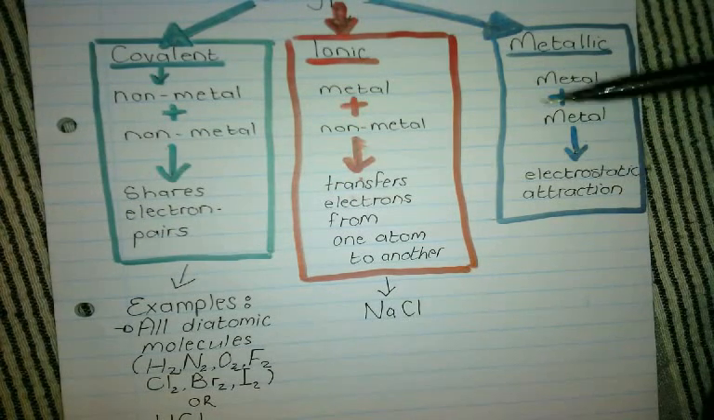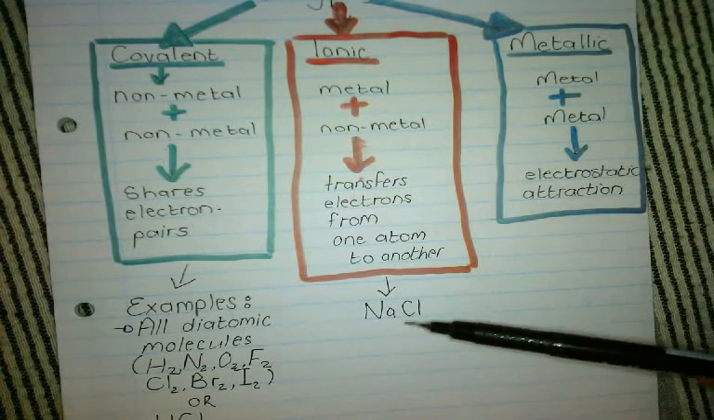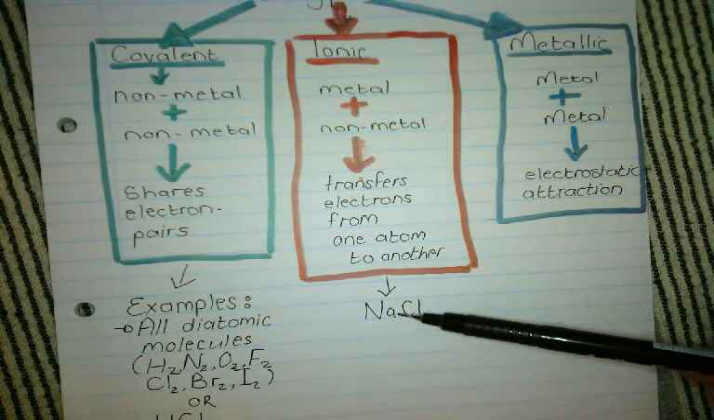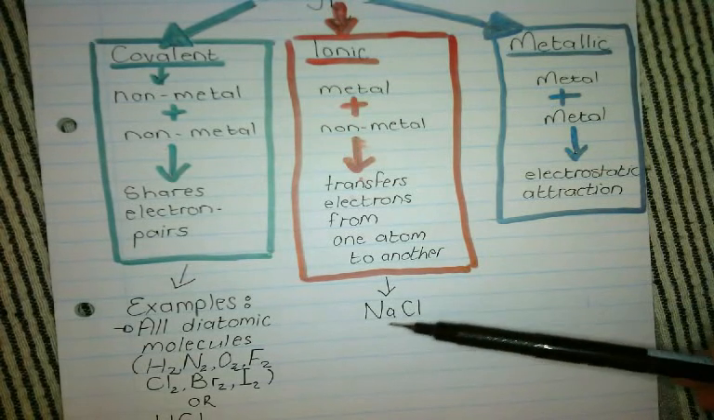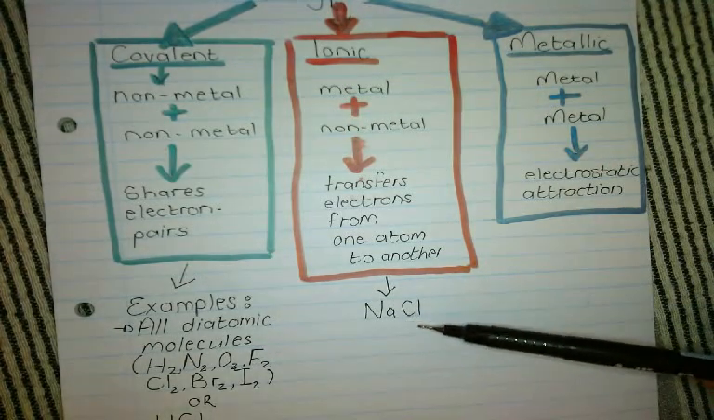Okay, just to tell you here, I have sodium chloride. Sodium is a metal and chlorine is a non-metal. So when they bind, it will be an ionic bond.